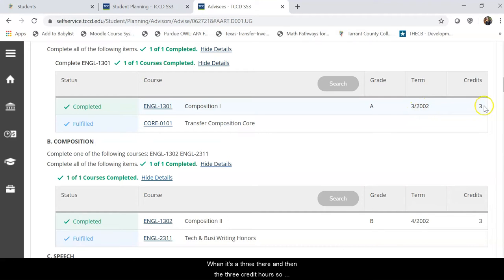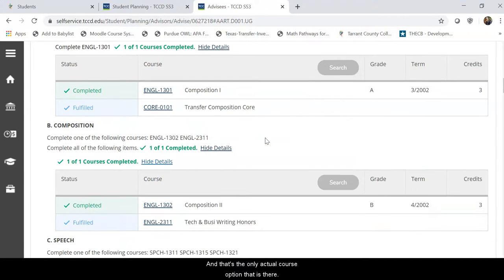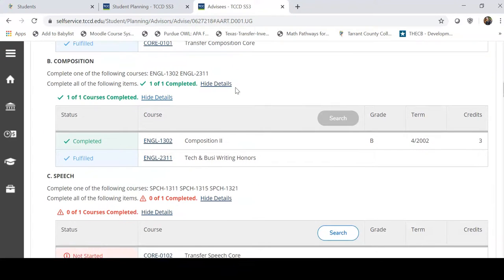Well, that's a 3 there. And then the 3 credit hours. So this was a college level course that I took. I earned 3 credits for it after earning that A. And that's the only actual course option that's there. So all roads lead to Composition 1. That means I cannot take anything else in that place. That is the course I need for TCC, period.